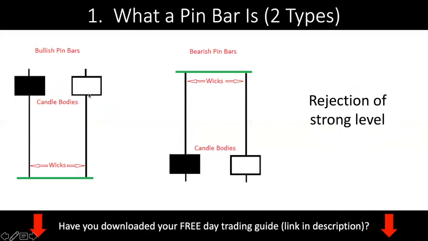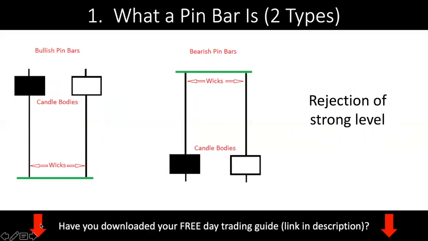So this is the first type of pin bar. It's a rejection of strong levels. This is the usual textbook example that you can get anywhere. If you read a candlestick pattern book, or you watch other YouTube videos on this platform, you will see that a lot of people share this with you.